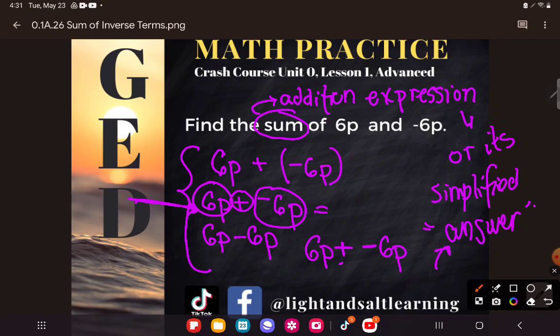Now, some people would write, well, I have no potatoes then. And that's true. You have no p's, but you have none of anything else either. And so what a mathematician would write is we would just write 0. So what's the sum of 6p and negative 6p? It's 0. Of course it is. They're additive inverses. They're opposites. They have opposite signs. So when we add them, they're going to cancel each other out.